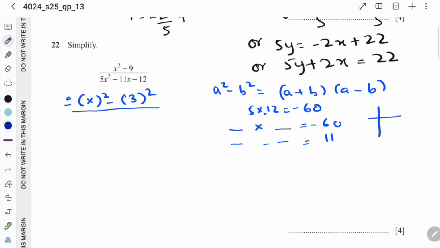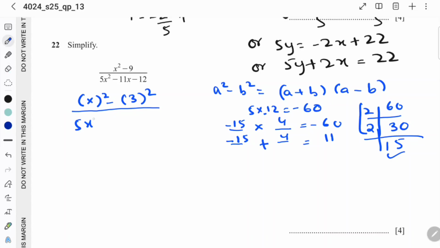So let's check. 60, 2 times 30, 30 and 2, no, the difference is not 11. 2 times 15, 4 and 15, yes, the difference is 11. So we'll take 15 and 4, but 15 with a minus sign. So minus 15, and we take plus 4, minus 15 and 4, and then we'll have the same thing. Okay, so 5x square minus 15x plus 4x minus 12.